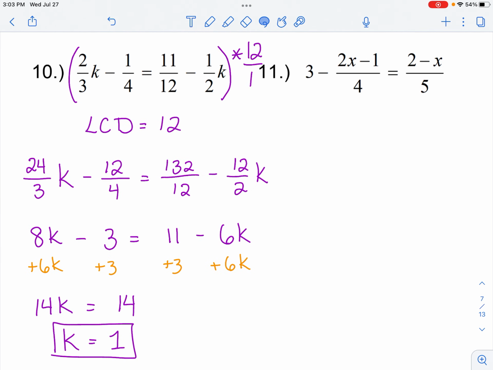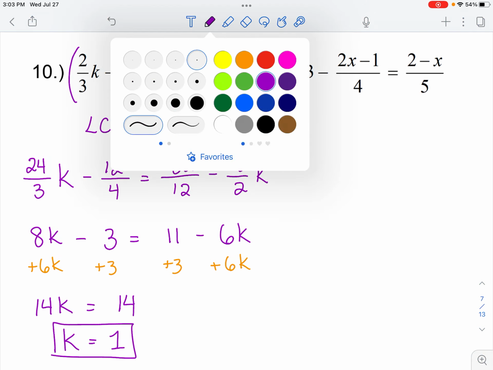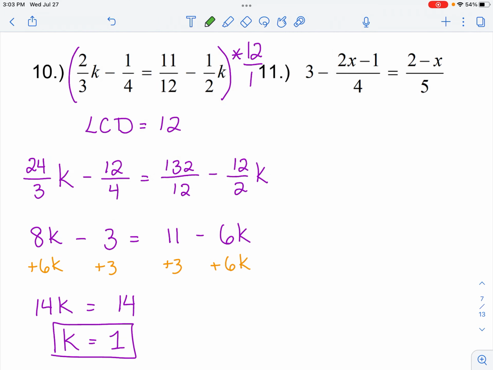Let's take a look at problem number 11. Same idea. I'm going to go through and figure out what the common denominator is. Now, I'm going to put this guy over 1. My LCD here, 1 times 4 times 5 is 20, and that is the smallest denominator I can have that both 4 and 5 will go into it. So I need to multiply every term by 20.